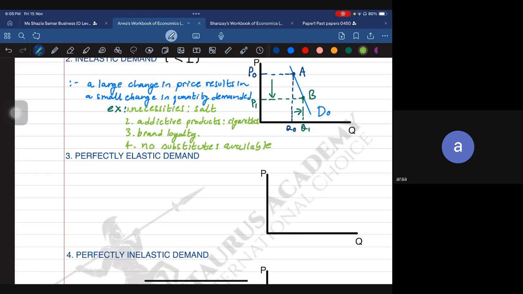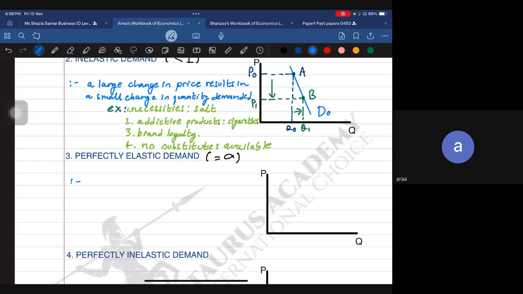So perfectly elastic demand. First of all, the sign. Perfectly elastic demand is equal to zero? No, infinity. Yeah, that's the sign. Okay. So again, how are we going to talk about it? Perfectly elastic is that, okay, I need to form it in my head. It means that any change of price would bring a change in quantity demanded.